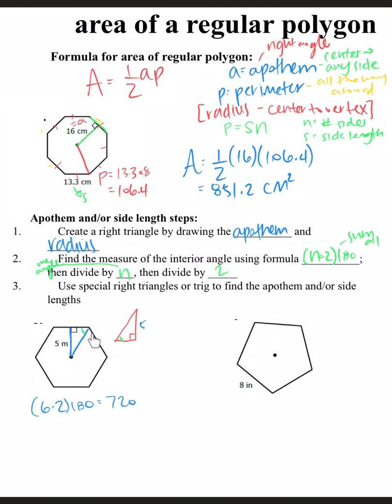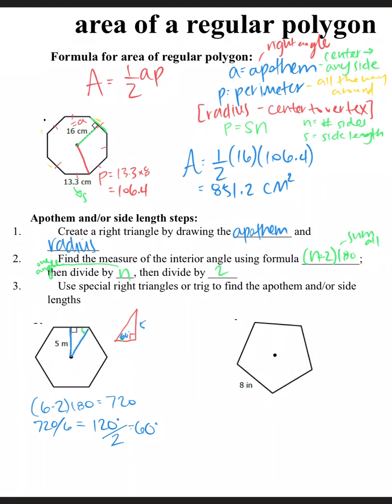And then we want to know one angle, and one is going to give us this full angle here. So I'm going to take 720 divided by 6, and that gives me 120. But if you notice, my radius bisects or cuts that angle right in half, so that's why I need to take that and divide it by 2, and that gives me 60. So this angle right here is 60.